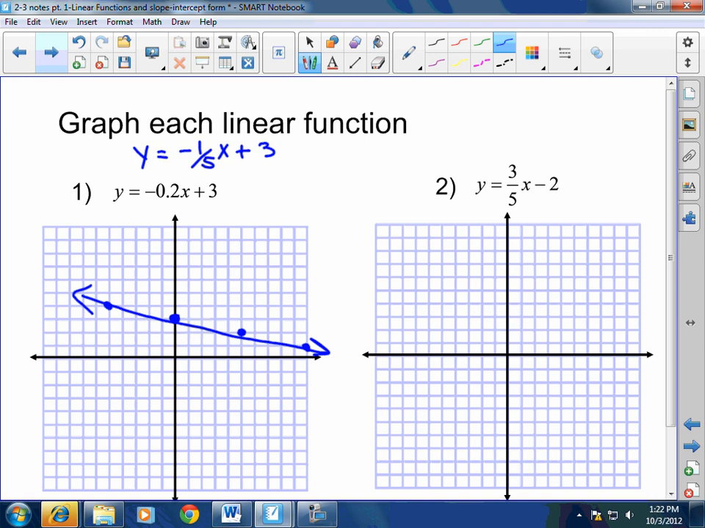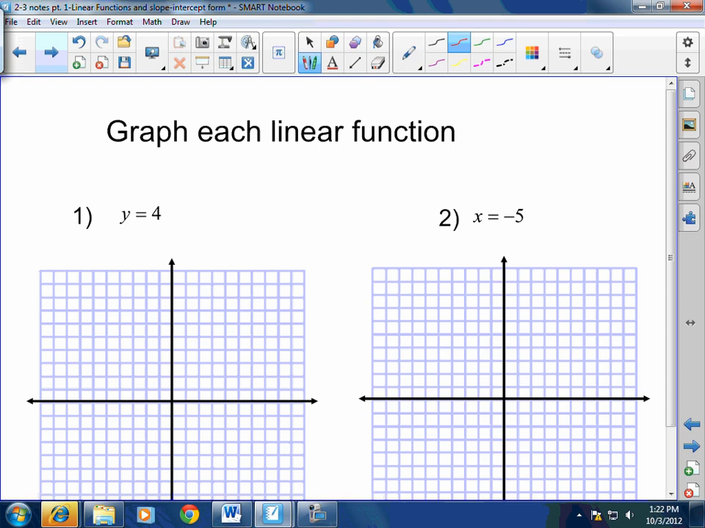Boom. Done. Here, what's my y-intercept? Negative 2. So I go to the negative 2. What's my slope? 3/5. So I go up 1, 2, 3, run to the right, 1, 2, 3, 4, 5. Let's go backwards, down 1, 2, 3, over 1, 2, 3, 4, 5. Is that making sense?